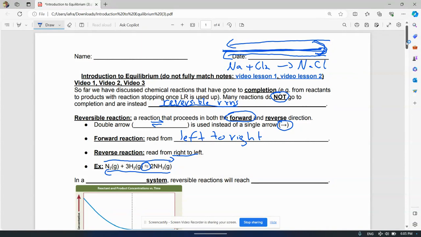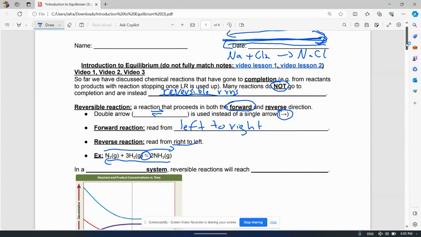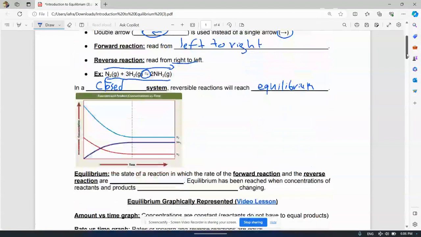So in your system, if it's closed, what's going to happen in these sort of reversible situations is that your reversible reaction will reach what's called an equilibrium. So far, the general idea is that a lot of the reactions you've studied have been completion reactions. However, many reactions do not go to completion. They are reversible. They go both left to right and right to left. To represent that, we put the double arrow. Now, if you're in a closed system, that reversible reaction is going to reach what's called equilibrium.